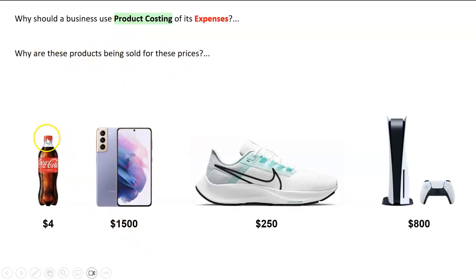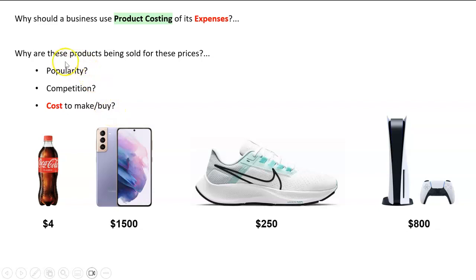So go out and buy a bottle of Coke for $4, a new Samsung Galaxy $1500 whatever, a pair of shoes $250, a PS5 $800. Those might be the prices in the real world, but the point is, why do businesses charge that amount? And there's millions of reasons. I guess some are, what is the popularity of the inventory? What is the competition charging?